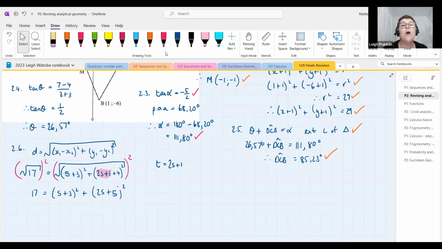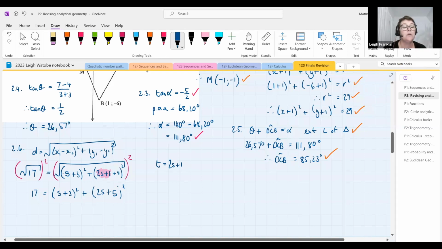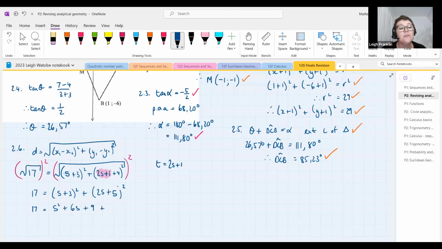Okay, so that's really the hard part, I suppose. The rest of it is all just our usual mathematics where we need to square binomials, etc. So this would give us s squared plus 6s plus 9. And then over here, this would give us 4s squared plus 20s plus 25. And now we want to get it into standard form. So that would be 0 on this side.